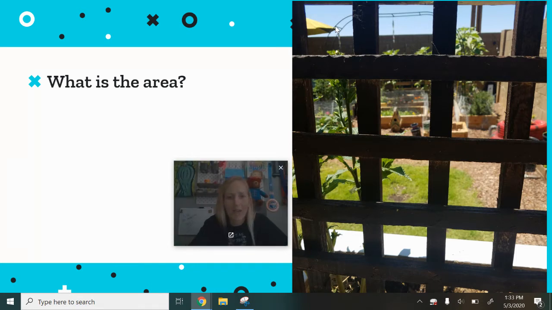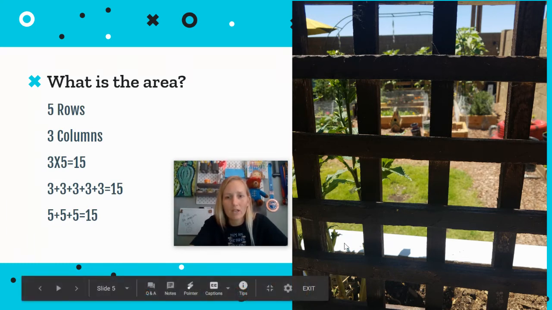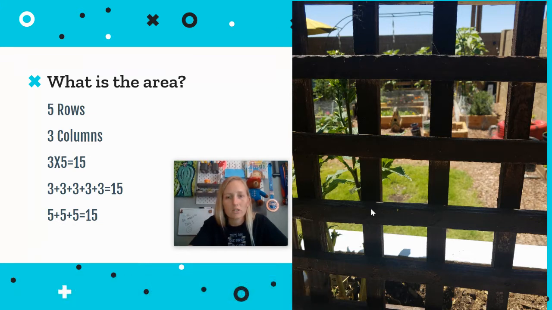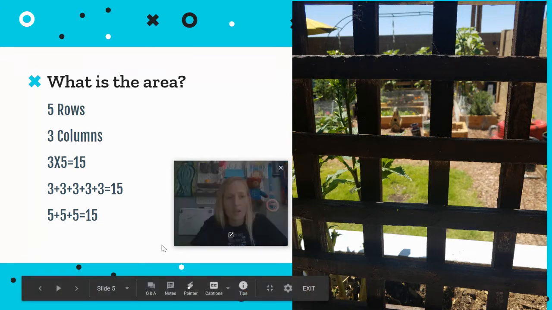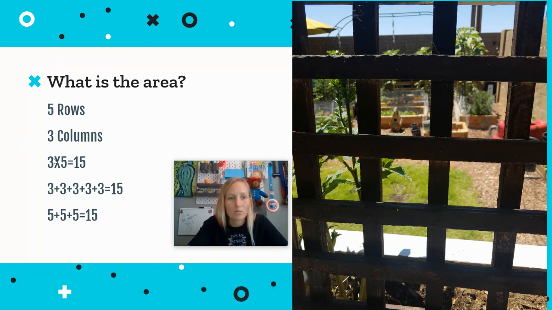Okay, here we go. I'm going to go over this one. We have five rows and three columns here. There's five in here, five rows going this way, and then there's three columns: one, two, three. For our equations, there's a few different ways that we can write this. We can do three groups of five, or three times five equals 15. We could do three plus three plus three plus three plus three, that's three, five times, which equals 15. Or we can do five plus five plus five, which equals 15.